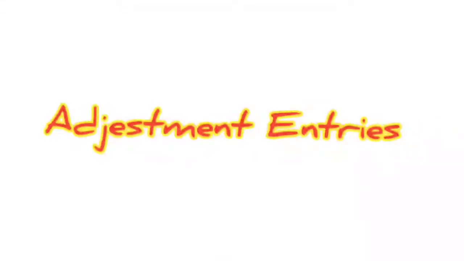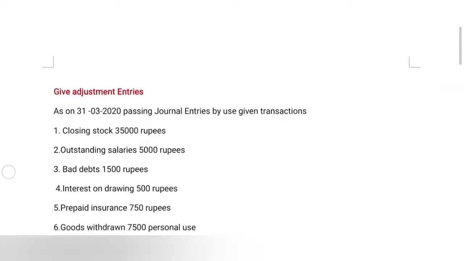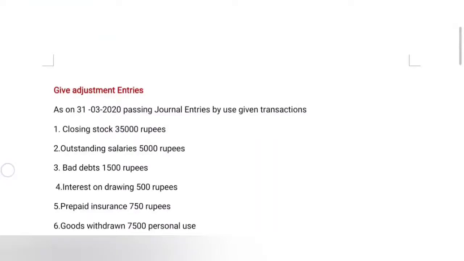Today our topic is journal proper. It is related to adjustment entries. Now we are coming to prepare adjustment entries as on 31st March 2020, passing journal entries by using the given transactions.